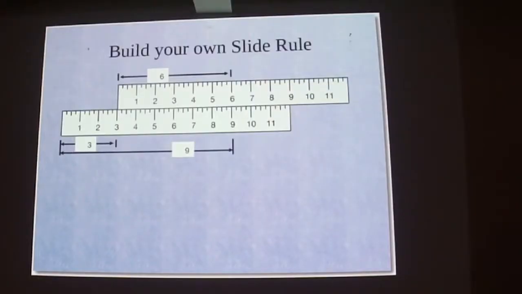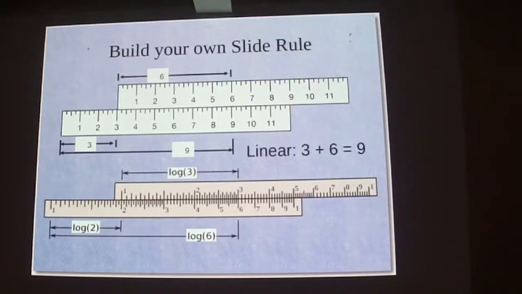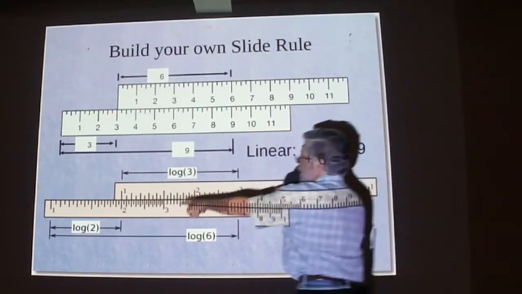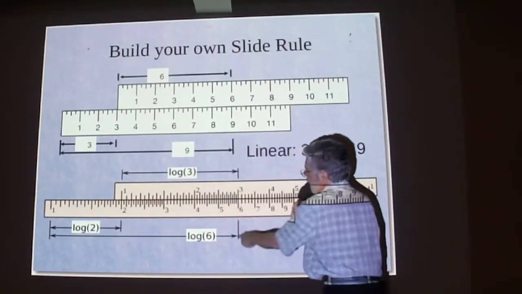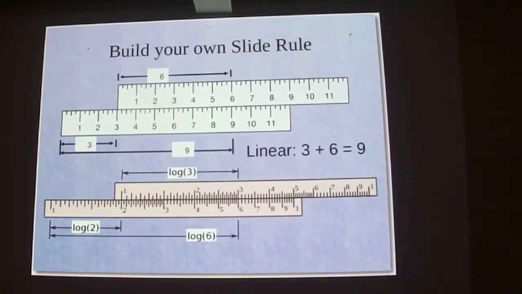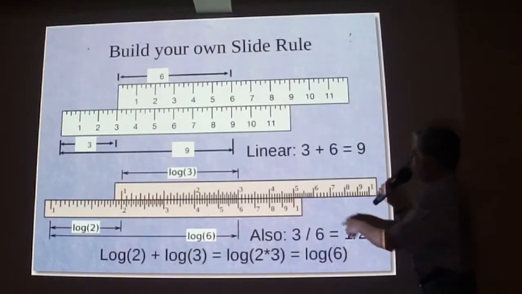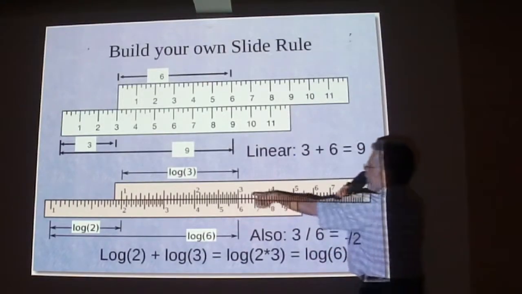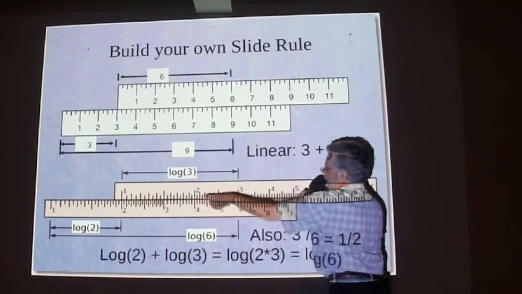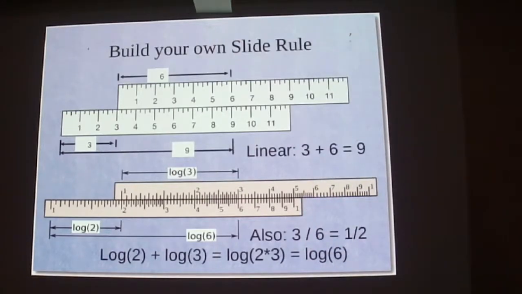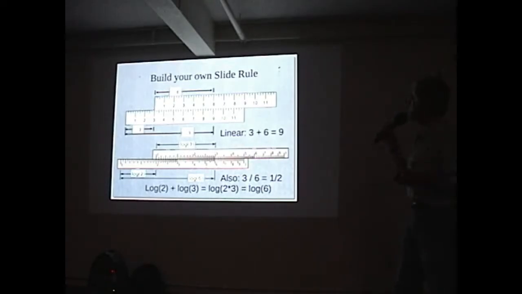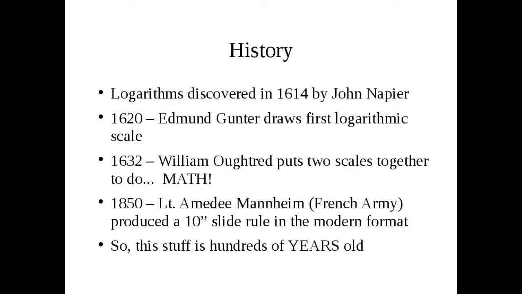Now, if you have these funny scales, you can do multiplication, and here's where the magic comes in. That formula, log A plus log B: here's the log of 2 plus the log of 3. I get the log of 2 times 3, or the log of 6. I just did multiplication. And you can do it as fractions also, upside down. Right here, 3 over 6 is 1/2, or 0.5. I can do division. So with two simple scales sliding back and forth, I can do math. That's neat stuff.